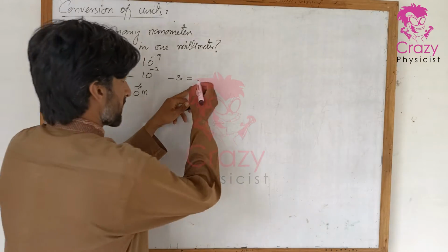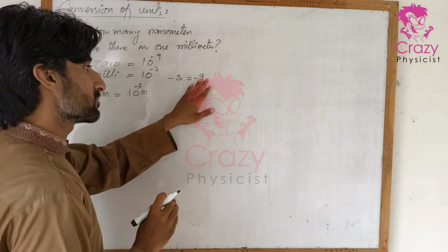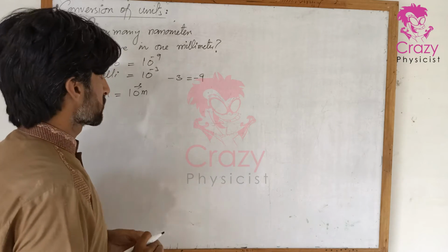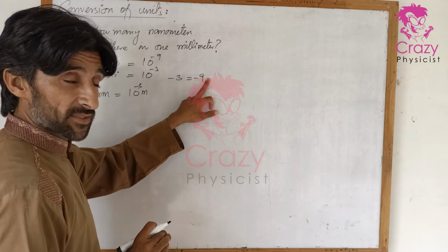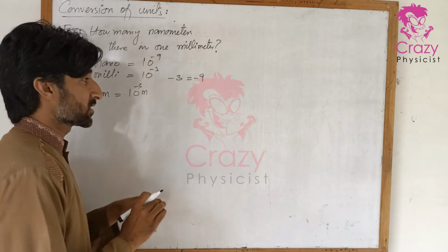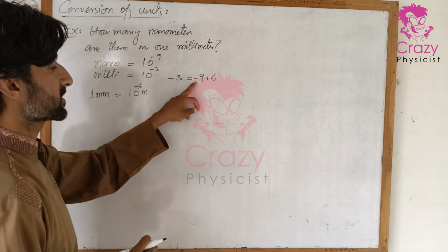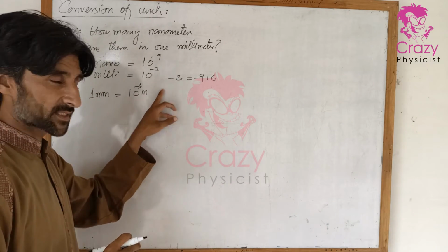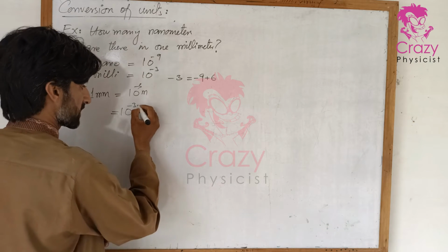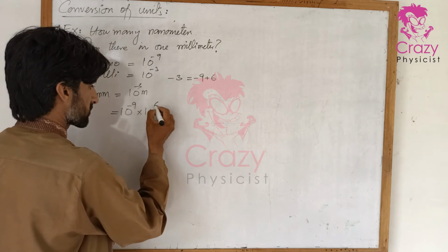So minus 9 is already there, and I write it down. Now what will be the next term that is subtracted or added to this minus 9 to make it minus 3 again? If I'm not wrong, this must be plus 6. Minus 9 plus 6 gives minus 3. It means this value can be written as 10 to the power minus 3 multiplied by 10 to the power minus 9 multiplied by 10 to the power 6.